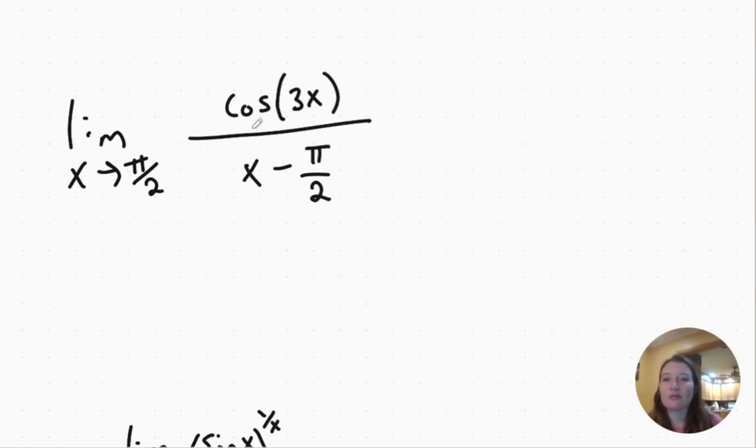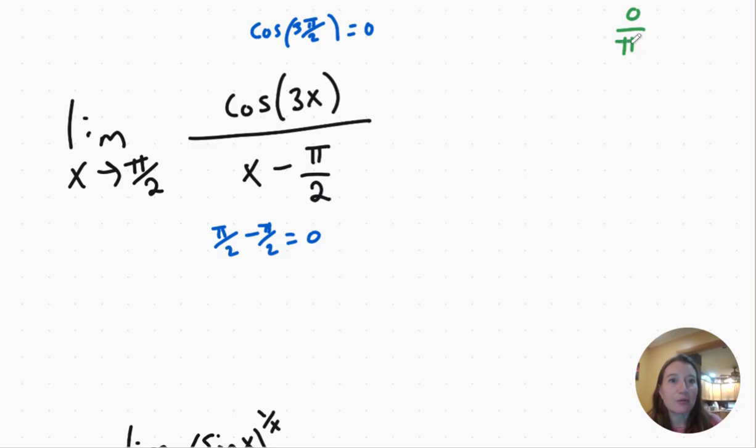I've got the limit as x goes to pi halves of cosine 3x over x minus pi halves, and I notice that if I plug in pi halves, which should always be the first thing we try, right? When I plug in pi halves for x, I get 0 on the top and 0 on the bottom, and this is very bad. If I get 0 divided by a number, I know that equals 0. If I get a number divided by 0, that's going to go to positive or negative infinity, or it might not exist if they don't agree on positive or negative infinity.